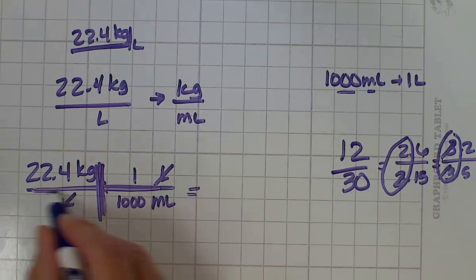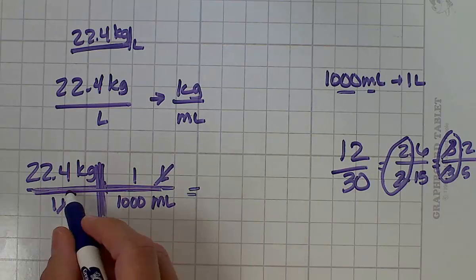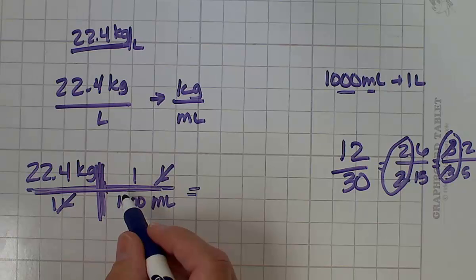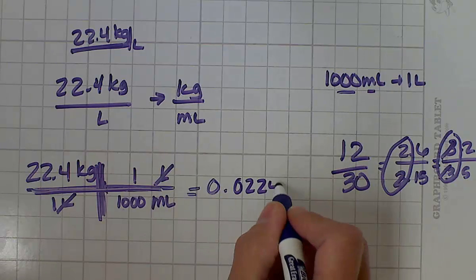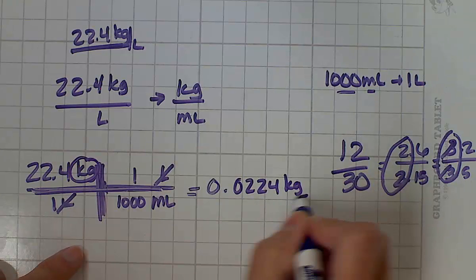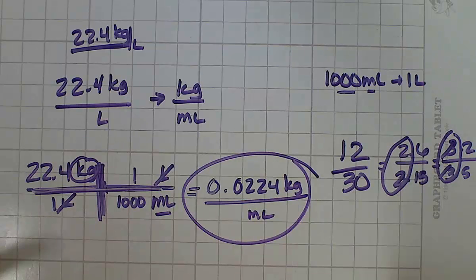Everything above the line is multiplied, everything below the line is divided. So 22.4 times 1, that's 22.4, divided by 1,000, you can just use your calculator and divide that. And what I come up with is 0.0224 kilograms per milliliter. And that's my answer for that problem.